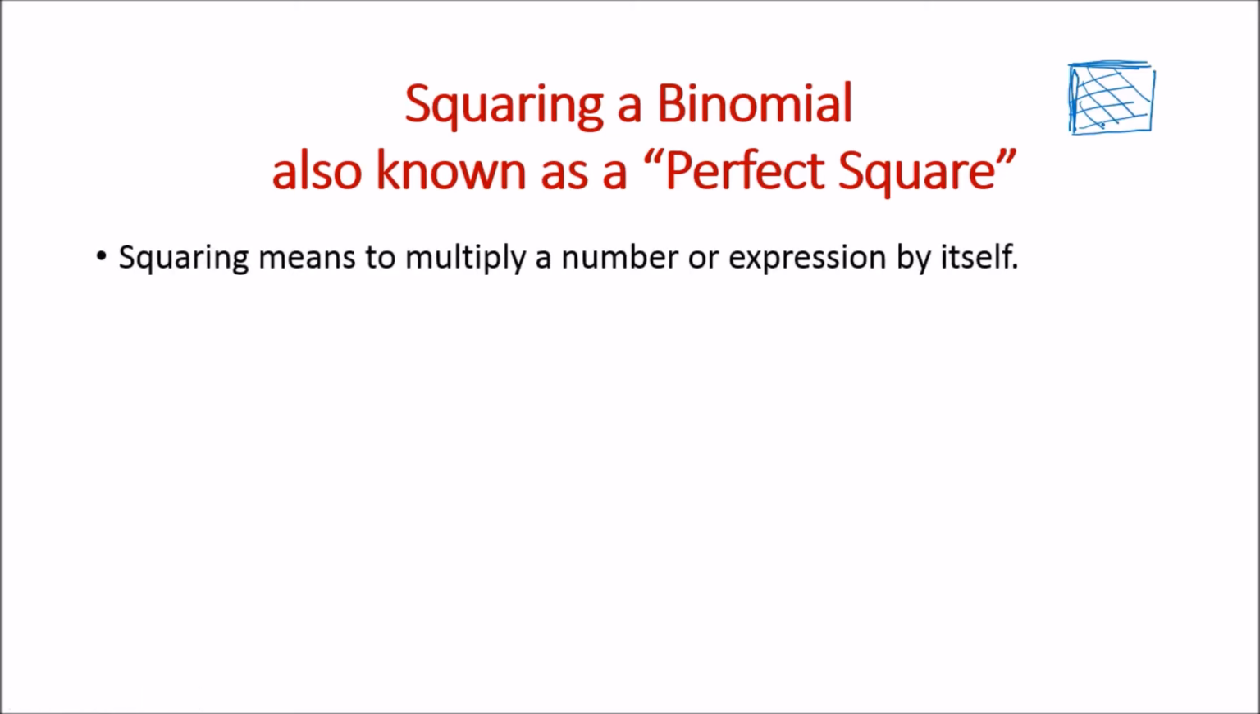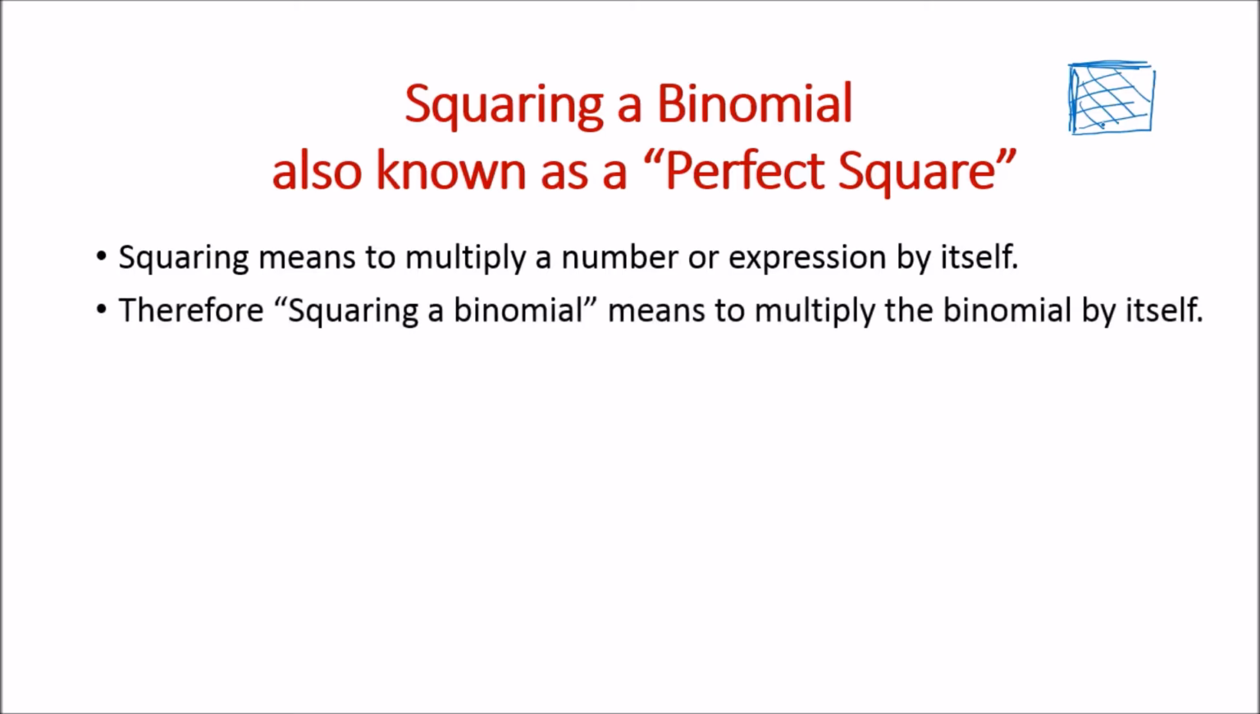So, squaring means to multiply a number or expression by itself, and in this case, when we square a binomial, it means that we are multiplying the binomial by itself. Here's an example of a binomial being squared. At this point, many people are under the misconception that you can just go ahead and write that this is 3x all squared plus 4 squared. So just taking the first term, squaring it, taking the second term and squaring it. But really, these two expressions are not identical.